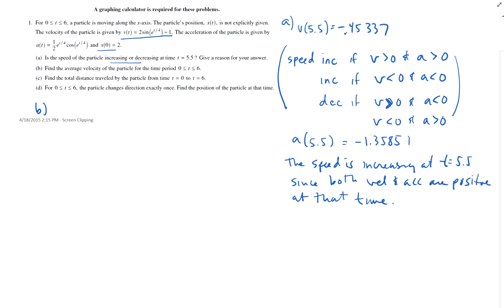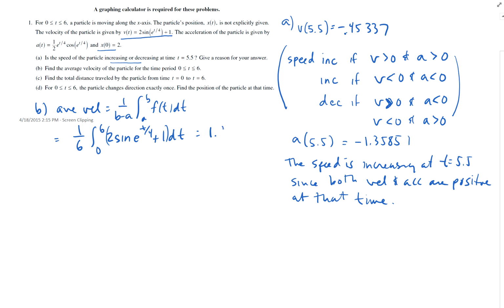B. Find the average velocity of the particle from 0 to 6. Average velocity is 1 over b minus a, integral from a to b of f of t dt. That's a general formula. You don't have to write that. But it's 1 over 6, the integral from 0 to 6 of the velocity, because we want the average velocity. 2 sine e to the t over 4 plus 1 dt. And that's a total calculator question. And you should get 1.949. Okay.